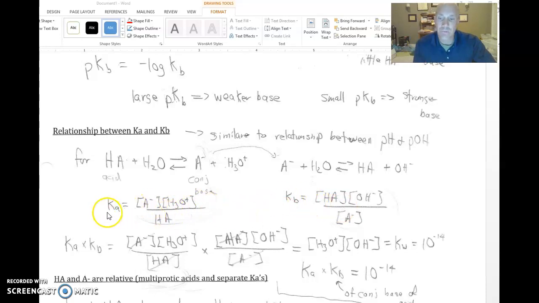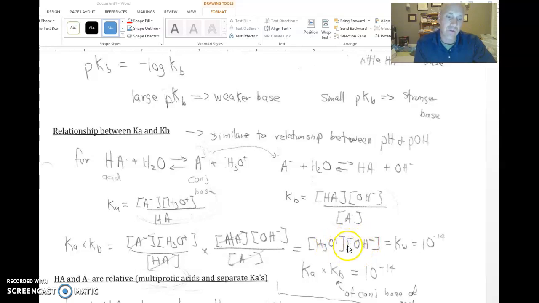And what we're going to do is multiply this Ka times this Kb. So we'll take this expression and multiply it by this expression right here. And you'll notice we have a couple of common terms. We've got HA in the top over here, and we've got HA in the bottom over here. Since these are the exact same HA, we can cancel those out. And this A minus is the exact same A minus as this right here. Those would cancel out. And what we would be left with is H3O plus times OH minus. And hopefully this looks familiar.